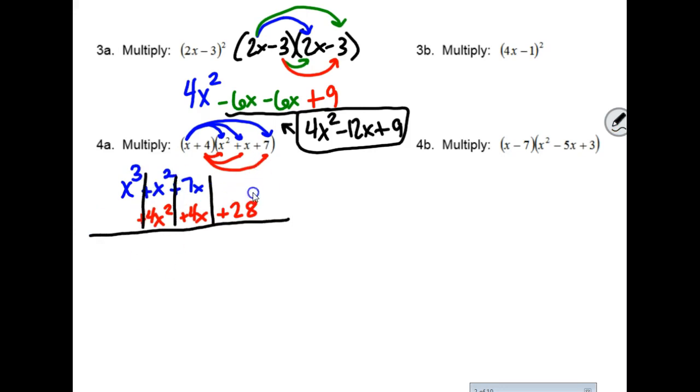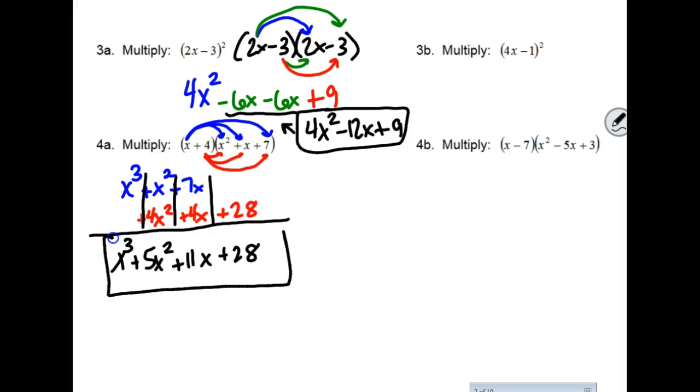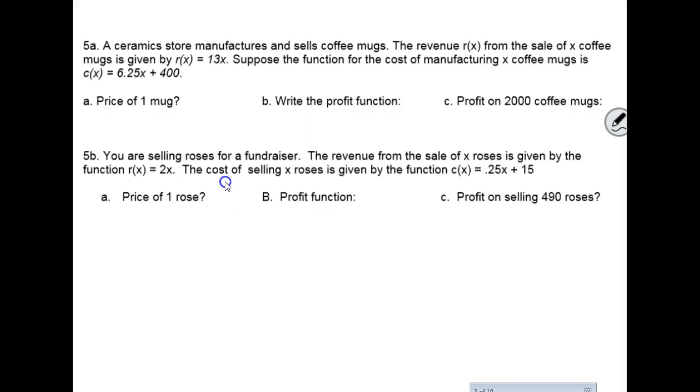Except I drew over my signs, that was stupid. Alright, so we have x to the third, those are all positives I believe, so plus 5x squared, those are all positives, plus 11x, and plus 28. Answer in standard form, because we made it that way. Alright, so that's one more question.